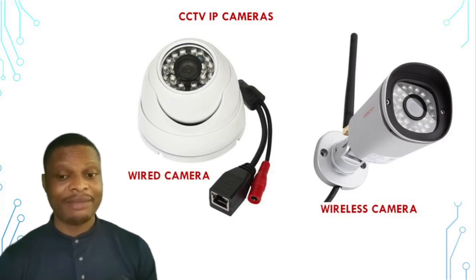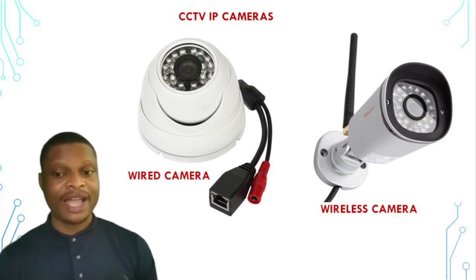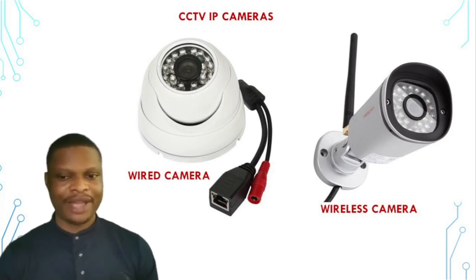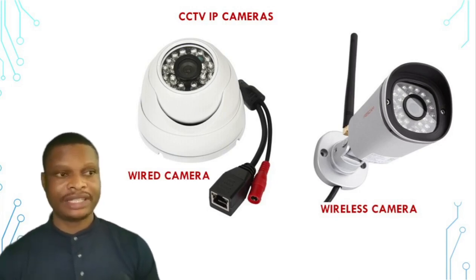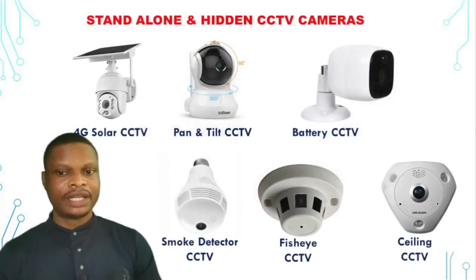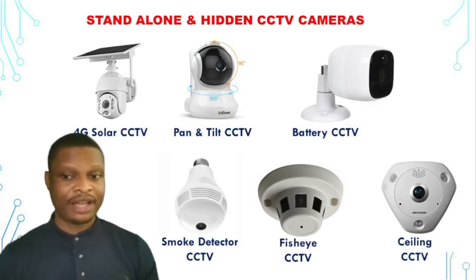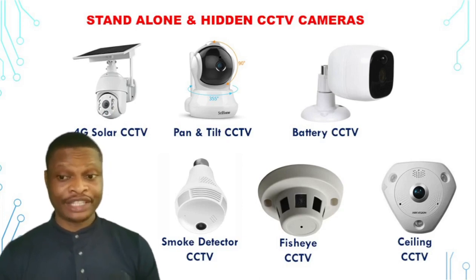We have wired cameras, either network connected wired cameras or analog connected wired cameras. Network connected wired camera, and this is the wired camera. And we have wireless cameras, which run on a wireless network. These are very essential. Then we have standalone and hidden CCTV cameras. We have solo CCTV camera, pan and tilt CCTV camera. We have battery operated CCTV camera.